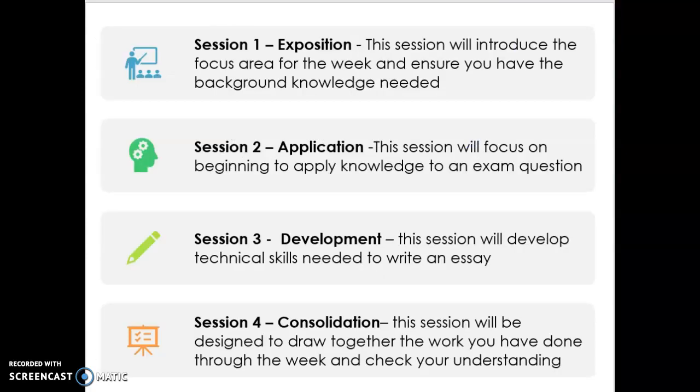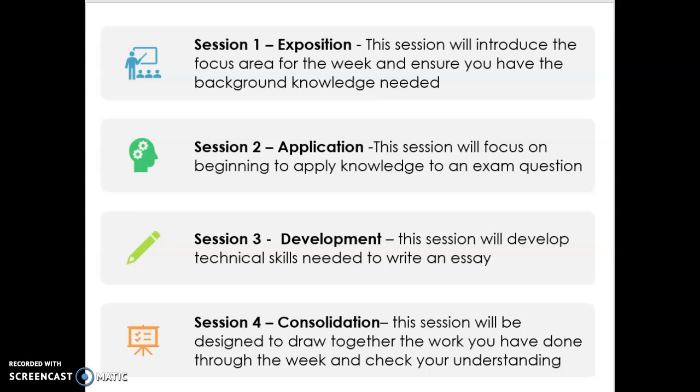Okay, so the sessions will all seek to create a kind of narrative across the week. So session 1 is the exposition, which basically means revisiting some background knowledge, going back over things you will have learnt before, but making sure you know it. Session 2, the application, will be about looking at how we could take that knowledge and apply it to an exam question. Session 3, development, taking that knowledge and developing it and applying it in more sophisticated ways.